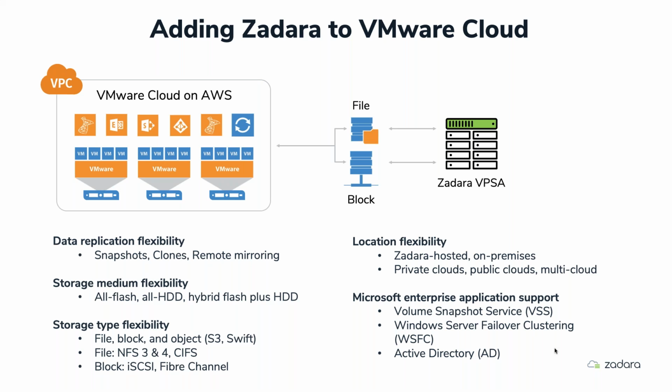Storage medium, I mentioned before, a lot of flexibility here. It can be all flash, it can be all hard disk, it could be a mixture of them. The key is to meet your business-defined objectives. Storage types: file, block, object, all kinds of different protocols, different versions of CIFS, different versions of S3, also Swift.